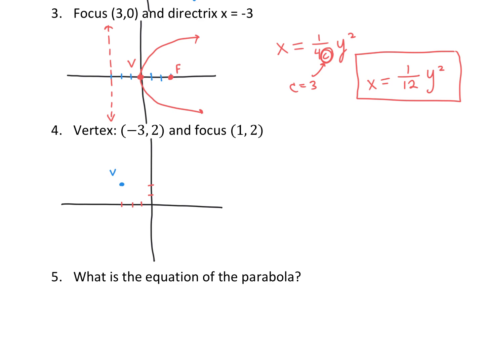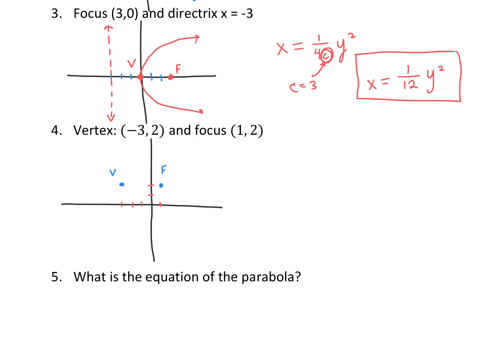Label your vertex. And then the focus is at 1, 2. So to the right 1, up 2 is the focus. Okay, so right now I can tell that this parabola, here's our vertex, the focus is to the right, so it's going to open to the right, just like that last one we did.